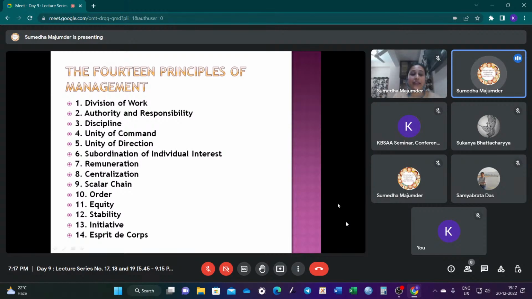So if there is any confusion and conflict regarding this, then definitely as a worker it is not possible to follow the instructions. So that is why Fayol also inferred these principles, that means unity of command and unity of direction in his thoughts. Then the subordination of individual interests.